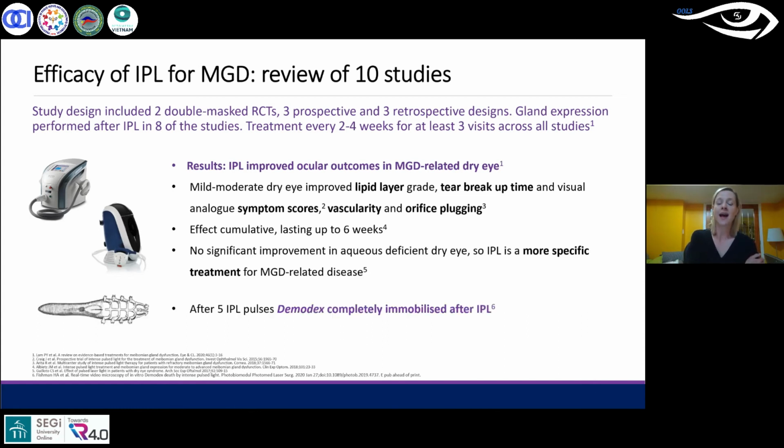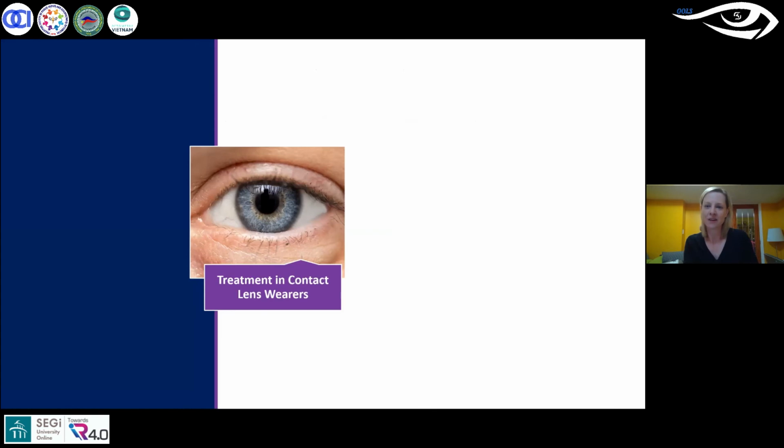And outside of treating on the eye, if you take Demodex out of the eyelash follicle, put them on a glass slide and zap them with IPL, it's not surprising to find out that it's effective at killing Demodex in that situation. Again, we need to be able to prove that in vivo on the eye.